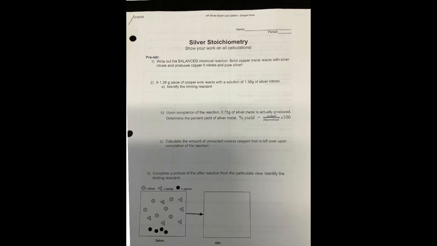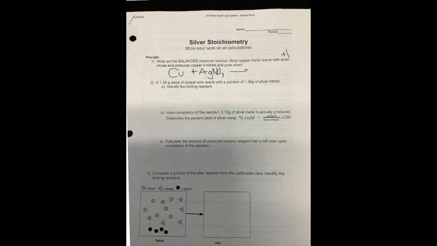So copper is just Cu, okay? It's reacting with, so plus. Silver is Ag, nitrate is NO3 minus. Now silver always has a +1 charge, so they balance each other out, AgNO3. Okay, turning into copper 2 nitrate.